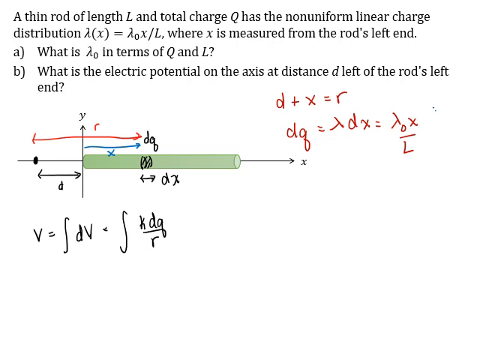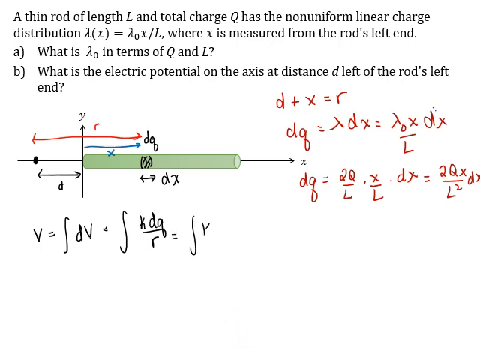And now we fill in what we found about our lambda O from the last part. According to part A, lambda O was equal to 2q divided by L. So we have 2q over L times x over L times dx equals 2 times q times x over L squared dx. Okay, there's our expression for dq. Let's put this in for dq, let's put this in for r, and then let's keep going with our integral.